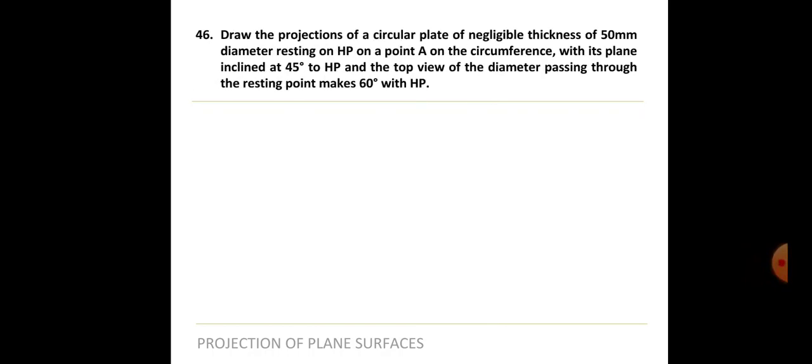The question is, draw the projections of a circular plate of negligible thickness of 50 mm diameter resting on HP on a point A on the circumference with its plane inclined at 45 degrees to HP and the top view of the diameter passing through the resting point making 60 degrees with VP.